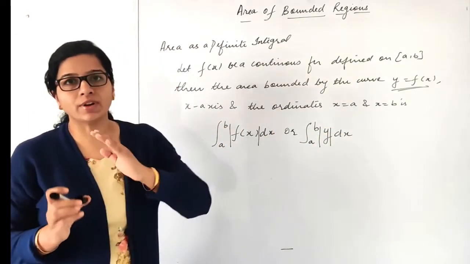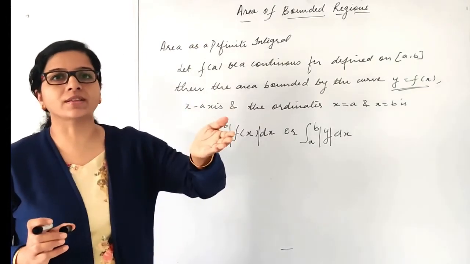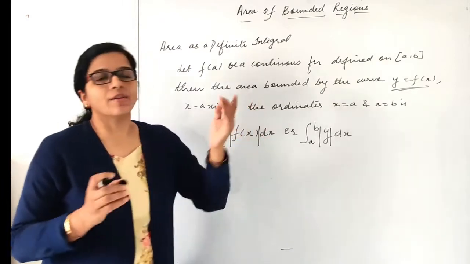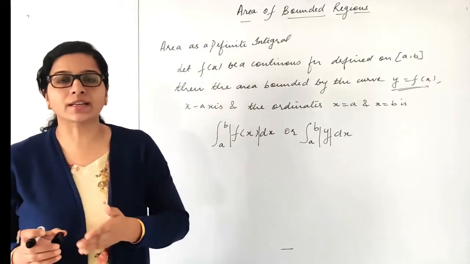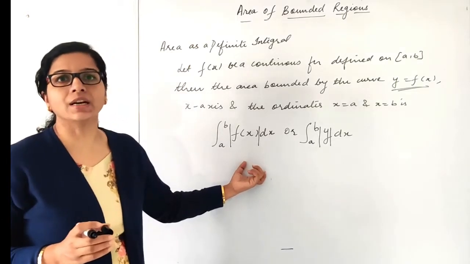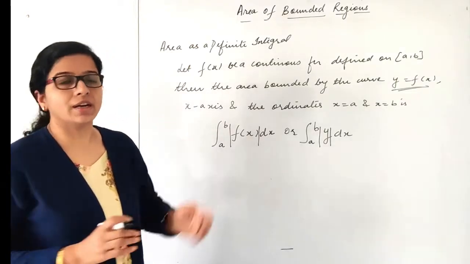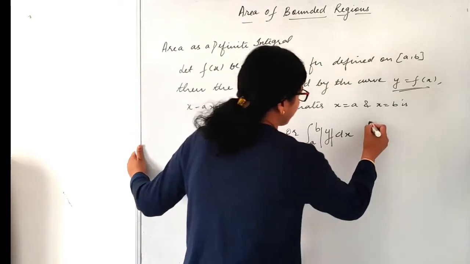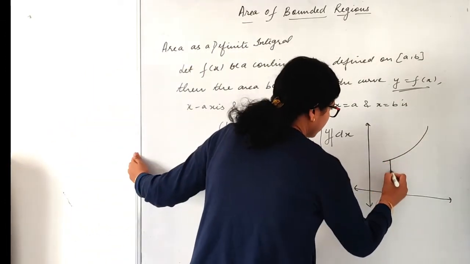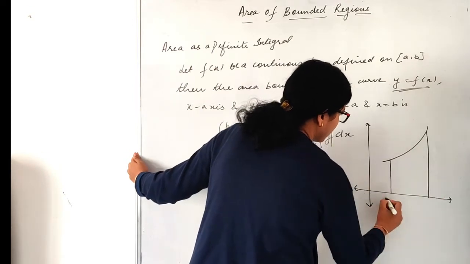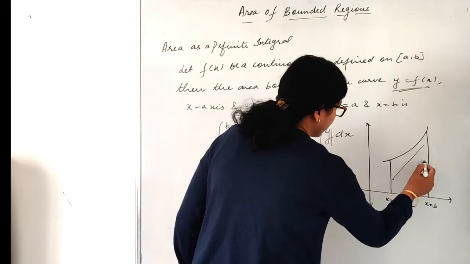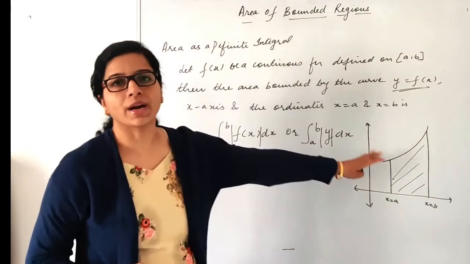Why? Whenever we are taking the area above the x-axis, f(x) is greater than or equal to 0, so we take f(x) dx. Whenever f(x) lies below the x-axis, we write minus f(x) dx, so in that case we take it as |f(x)| dx. Now let us check with the diagram. Say for example, this is the curve y = f(x), and these are my ordinates, x = a and x = b. I am supposed to find the area bounded by this region.